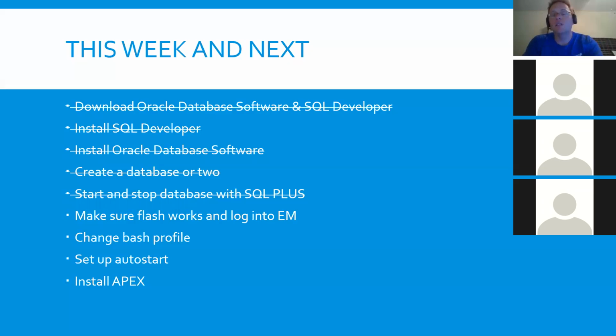And then we're going to dig into how to change your bash profile so that you don't have to run that .oraenv command anymore, because that gets annoying after a while. There's a couple of configuration things you can do to make that go away. And then we're going to set up auto start so you don't have to worry about starting your database anymore. It'll turn on and off with your instance if we configure this correctly. Both those things are a part of your assignment too, right?